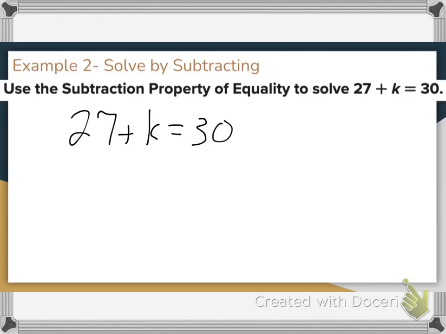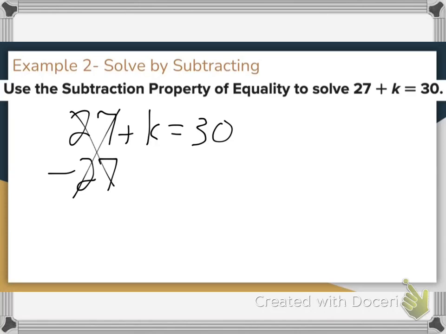Is there a sign in front of 27? No. So would it be a positive or negative 27? Positive. It's being added to k. So, in order to cancel that 27 out, what would I need to do to it? Subtract it. Are we okay with that? Because what's 27 minus 27? 0. It cancels out.